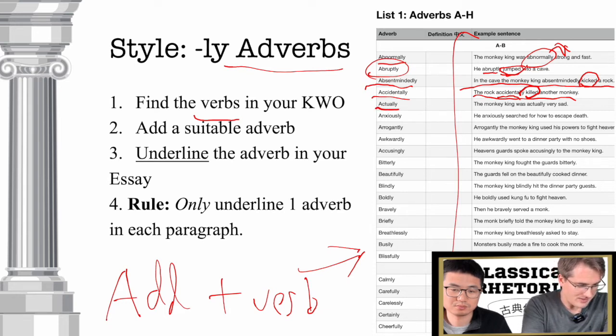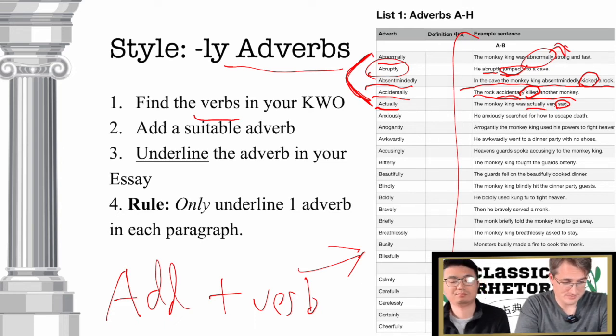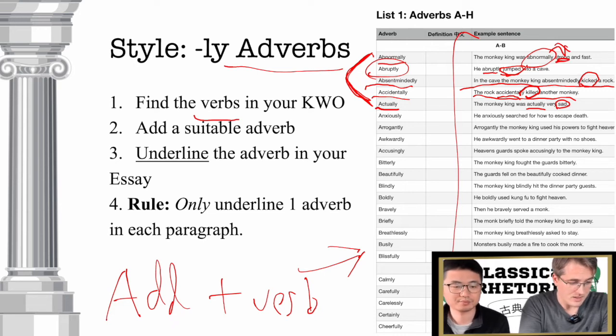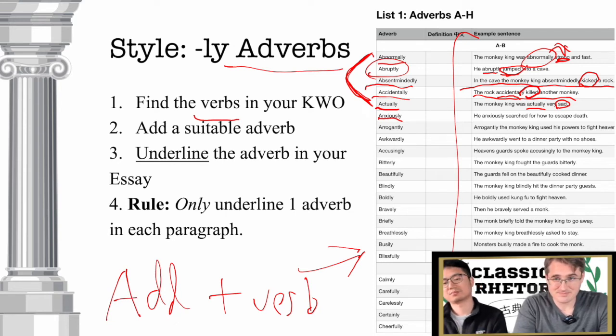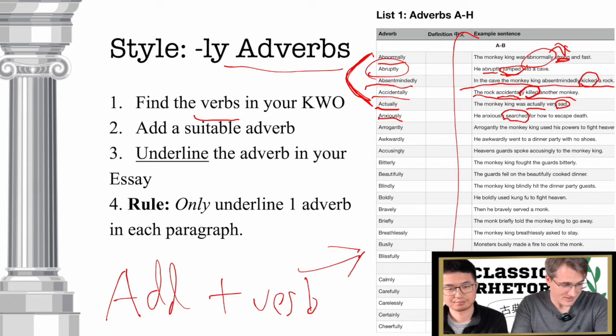Actually, okay, these two, abnormally and actually, are special. The Monkey King was actually very sad. Here, it does not modify the verb. It modifies the adjective. Sad. Actually sad. Just like abnormally strong. Okay, next one. Just do a few more. Anxiously. He anxiously searched for how to escape death. Amanda, what's the verb? Searched. Yes, searched. Okay. Very good.